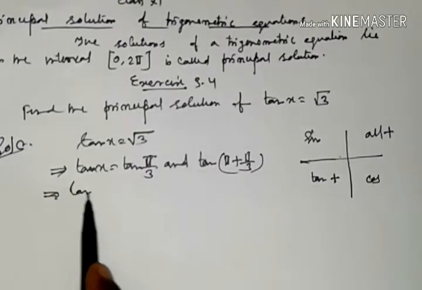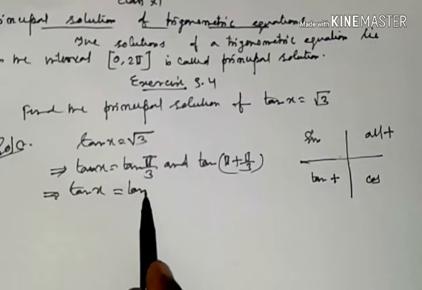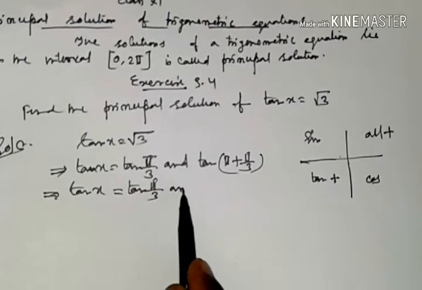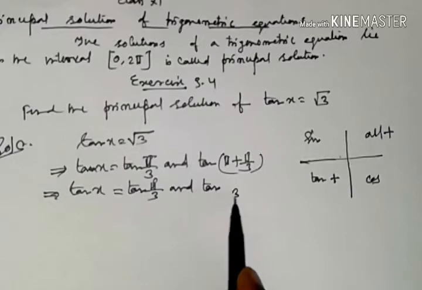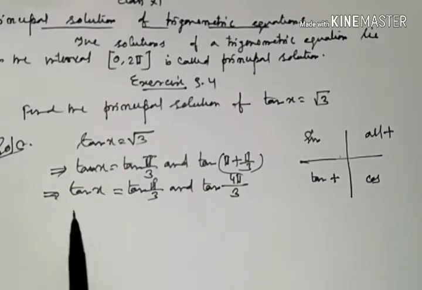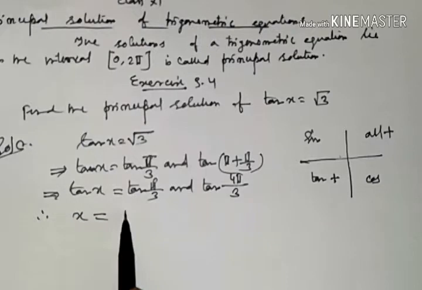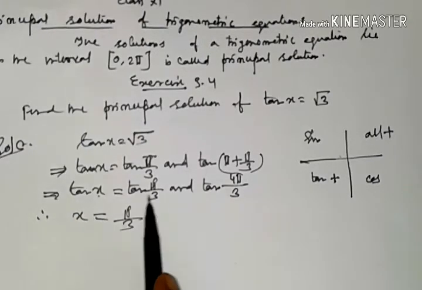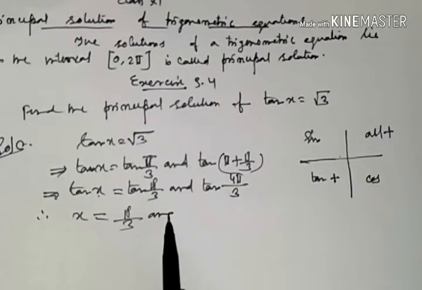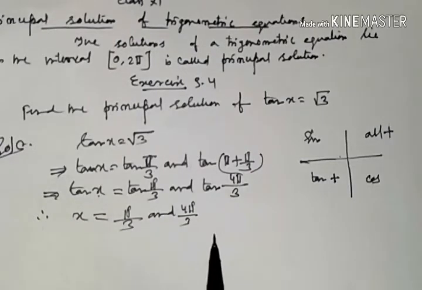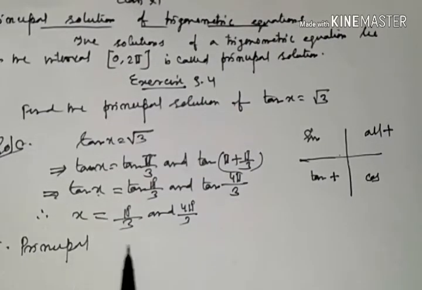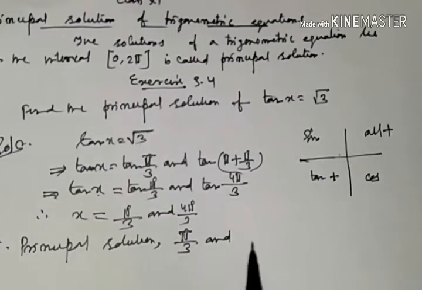Therefore, tan x is equal to tan pi by 3 and tan 4 pi by 3. Therefore x is equal to pi by 3 and 4 pi by 3. Therefore, the principal solutions are pi by 3 and 4 pi by 3.